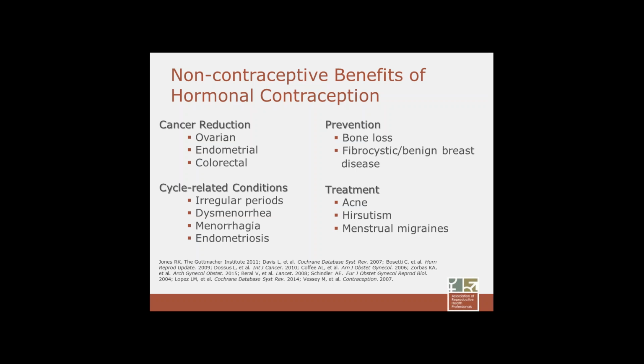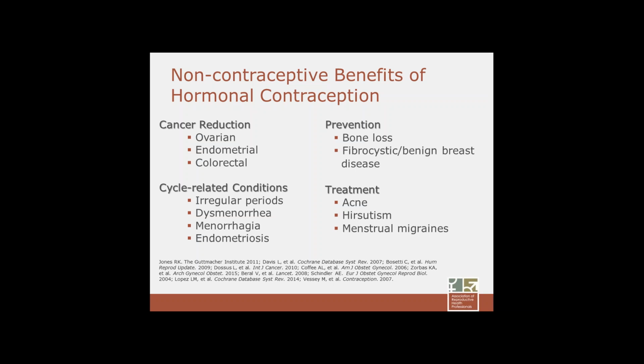There are obviously non-contraceptive benefits to hormonal contraception, including reducing the risk of certain kinds of cancers, and certainly colorectal cancer, which might be important because inflammatory bowel disease does lead to an increased risk for colorectal cancer because of the chronic inflammation. Patients with IBD are at increased risk for bone loss, and you'll hear about that next week, and so we can certainly prevent that by replacing hormones. Fibrocystic benign breast disease can also benefit. Acne can be secondary to steroid use, and oral contraceptives can be used to treat acne, as well as for menstrual migraines, and as we already discussed, irregular periods and dysmenorrhea.